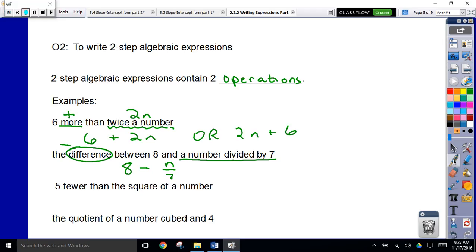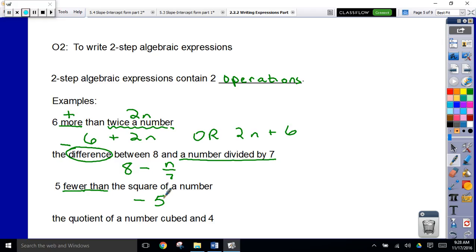Okay, Caleb. 5 fewer than the square of a number. What does the word fewer tell us that we're going to do? Subtraction. But since it says fewer than, we're going to subtract 5 from something else. Okay, so let's figure out what that something else is. It's 5 fewer than the square of a number.